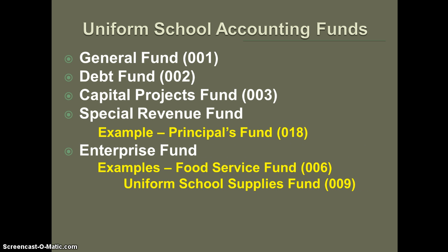The Enterprise Fund takes account of business-like operations, such as the school's cafeteria operation or student fees. As an enterprise fund for food service, it generates income from lunch sales and federal as well as state reimbursements. Food supplies represent the largest expense in this category. On the other hand, the Uniform School Supplies Fund establishes revenue from student fees and pays for student-related expenses.